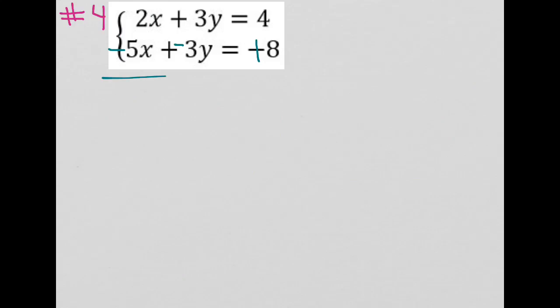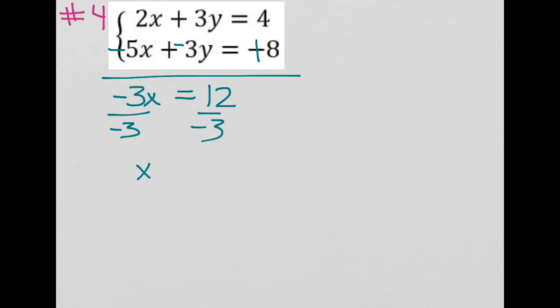So if I were to add it together right now, I would get 2x minus 5x is negative 3x. 3y plus negative 3y is 0, so yay, I've eliminated the y. And 4 plus 8 is 12. Remember, I changed all the signs so that I could just add them together, and a negative times a negative is a positive, so now that's a positive 8. Dividing both sides by negative 3 gives me x equals negative 4.